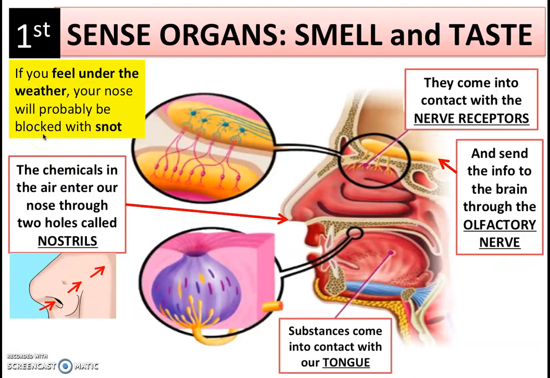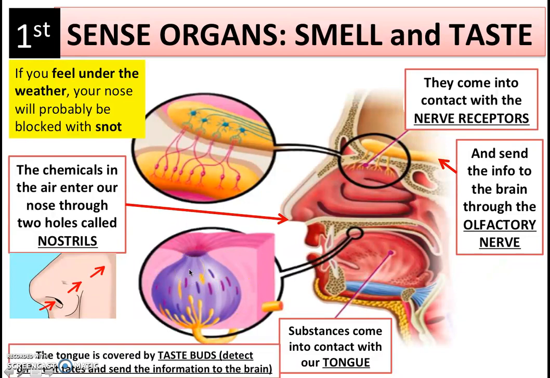Now, your taste, el gusto, es muy sencillo, okay? In this case, the most important organ is the tongue, la lengua. So the chemical substances come into contact with the tongue. And in the tongue, you will find millions of these little structures that are called taste buds. Taste buds. In Spanish, they are called papilas gustativas, okay? And these taste buds are really important because they are going to detect different flavors, different tastes, and they will send information to the brain.